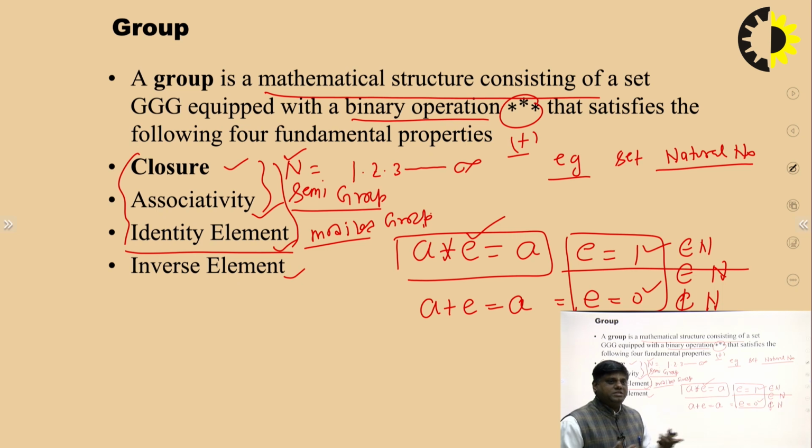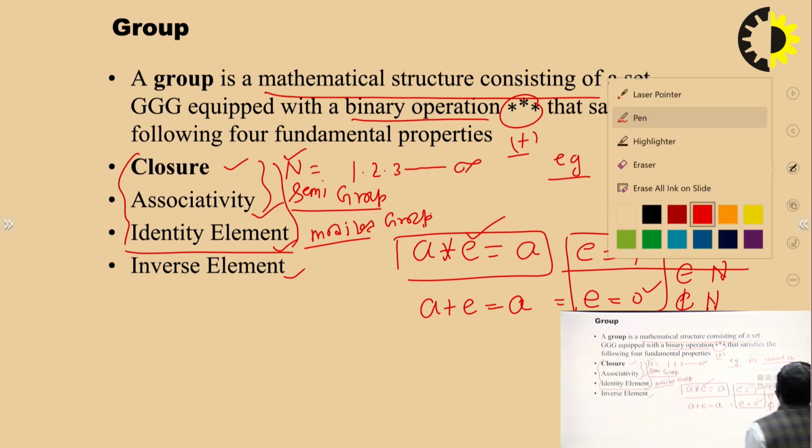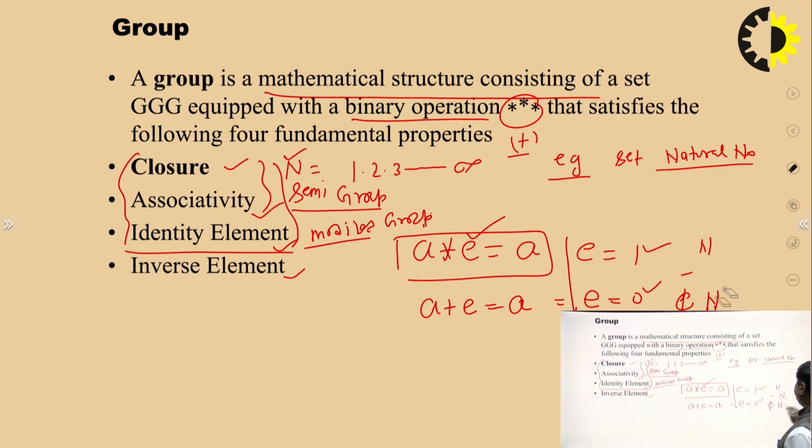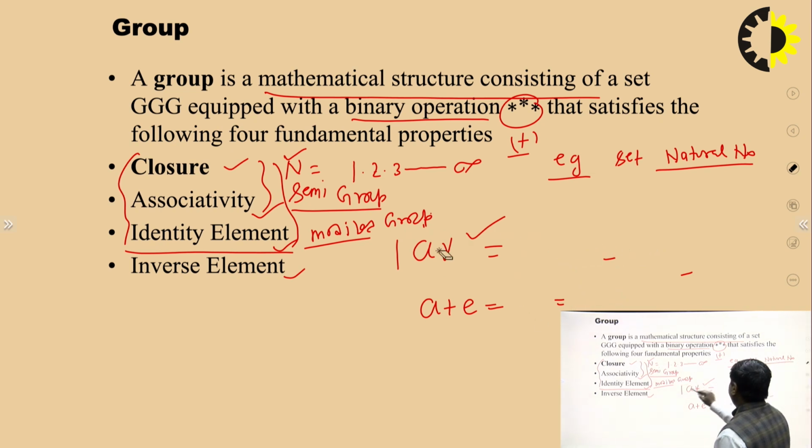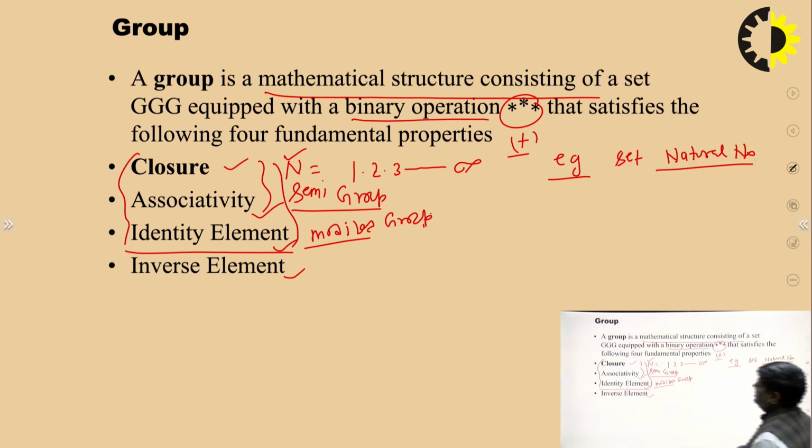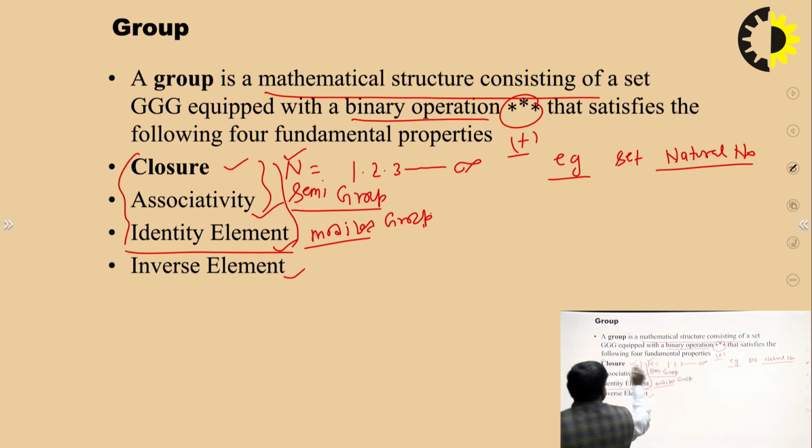First two properties, semigroup. First three properties, monoid group, and that is the property of the identity element, this one. Now the fourth property is known as the inverse property. If any mathematical structure follows the inverse property, then we can say that this mathematical structure is known as the group. What is the property of the mathematical structure?